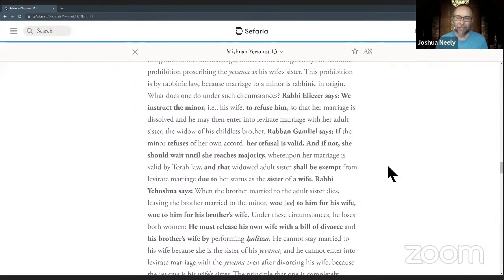So instead, if such a situation happens, Rabbi Eliezer says we talk to the minor, we give her the instructions of how to refuse the husband, and then we dissolve the levirate obligation either through yibum or through chalitza as is appropriate.